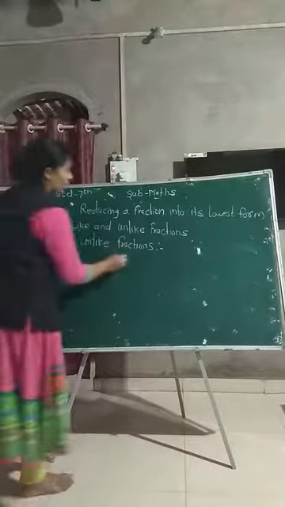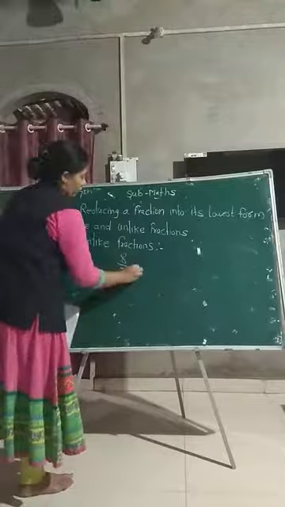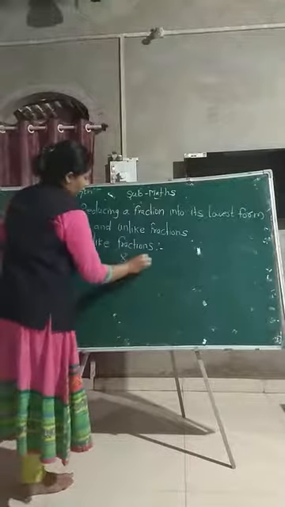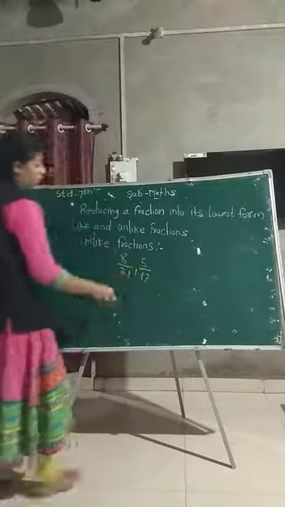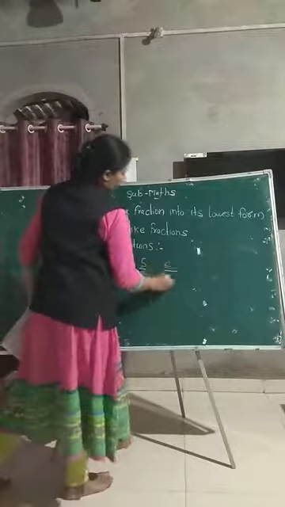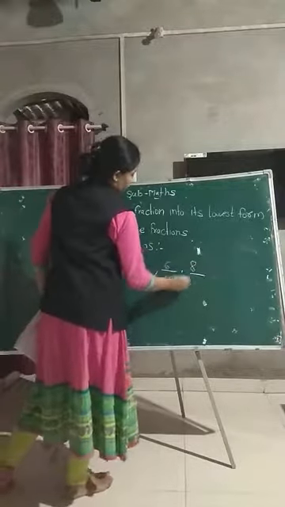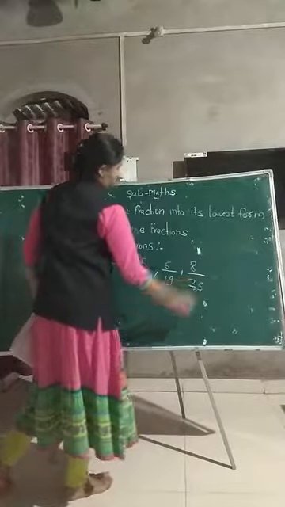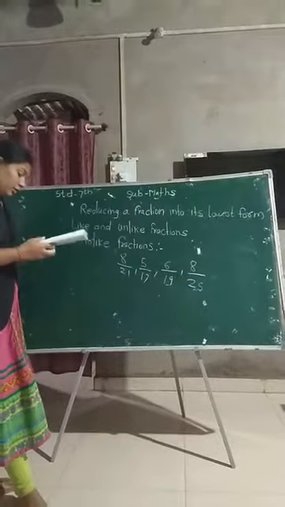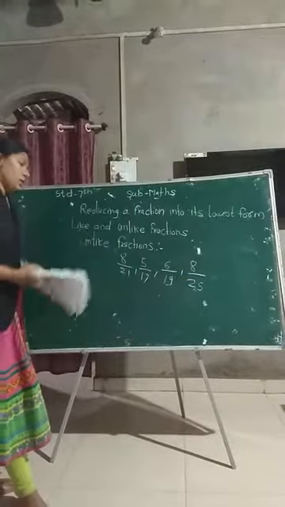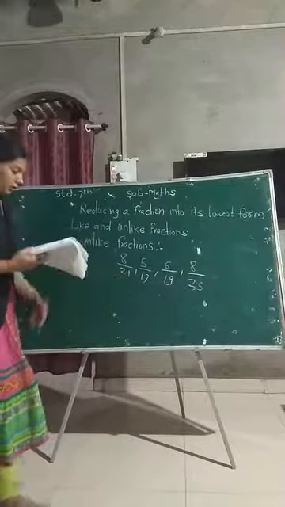For example, 8 upon 21, 5 upon 17, 6 upon 19, 8 upon 25. These are unlike fractions because their denominators are different.